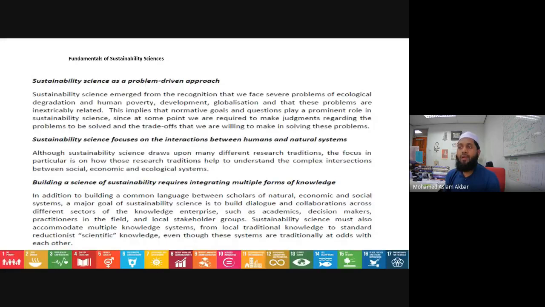That's why there must be the integration. That's why this sustainability science is a kind of integrating multiple forms of knowledge. So we cannot stop learning. That is the reason why we are introducing this course at the beginning of the semester, so that as much as you are interested in learning your field, you want to become expert in your particular faculty, do not forget about other fields. Do not forget about other knowledge.